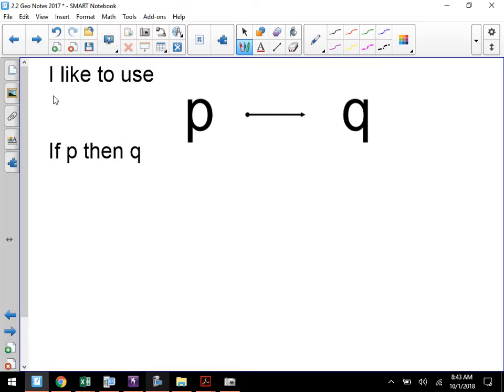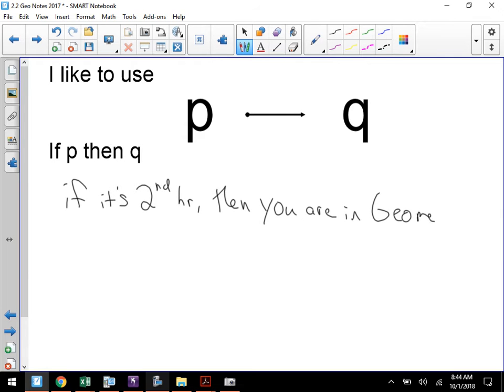What happens here with these conditional statements is, I'm trying to think of a real easy one. If it's second hour, then you are in geometry. Real simple statement.